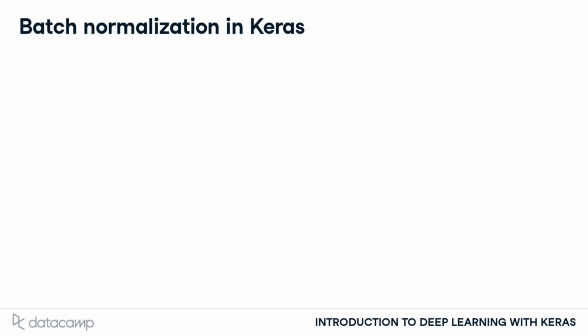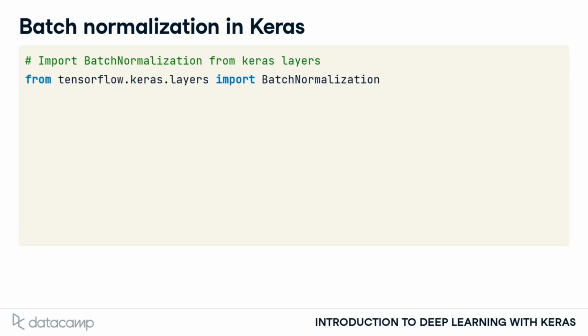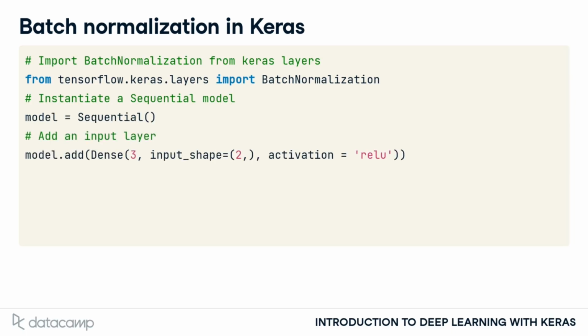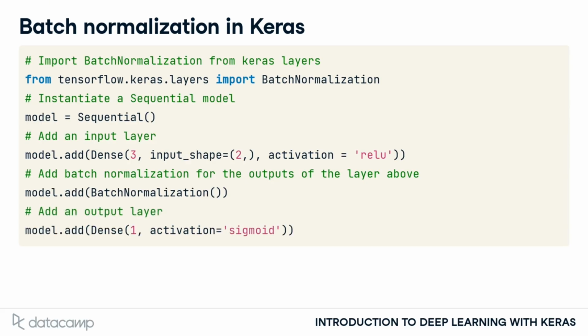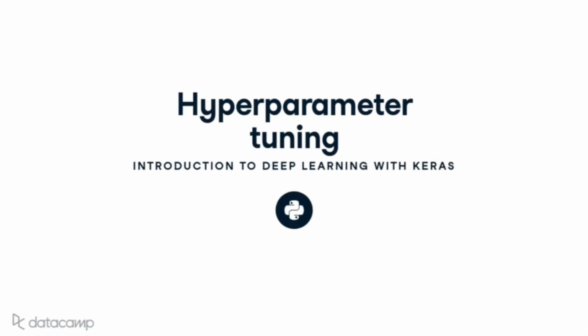Batch normalization in Keras is applied as a layer, so we can place it in between 2 layers. We import BatchNormalization from TensorFlow Keras layers. We then instantiate a sequential model, add an input layer, and then add a batch normalization layer. We finalize this binary classification model with an output layer.